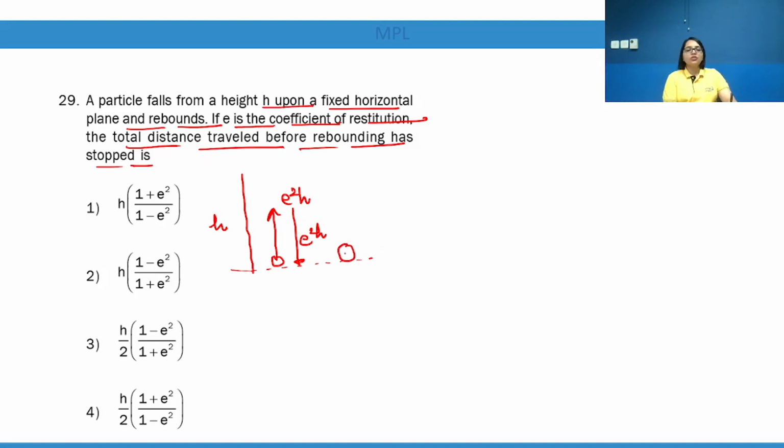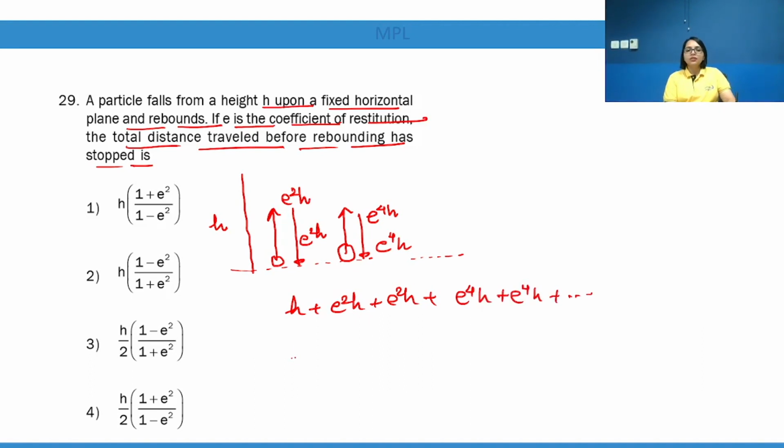Then after the next rebound, it will gain a height of e power 4 h. Then it will come back from the same height, e power 4 h, and so on, right? So basically, the total distance will be h plus 2 e square h plus 2 e power 4 h and so on. So 2h can be taken as common, so it will be e square plus e power 4 and so on.